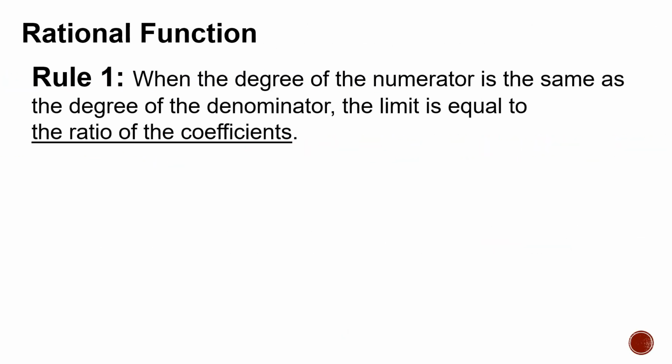Now for rational functions, there are three rules here. So the first rule is this. When the degree of the numerator is the same as the degree of the denominator, the limit is equal to the ratio of the leading coefficients. Okay.